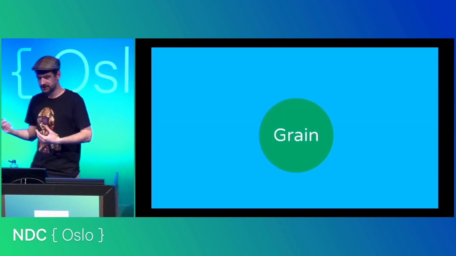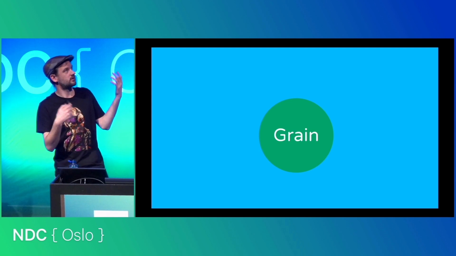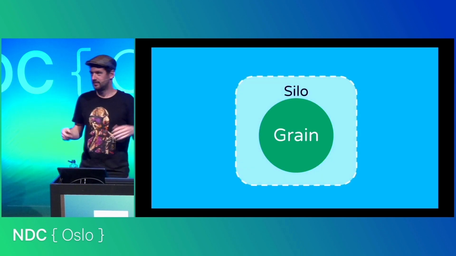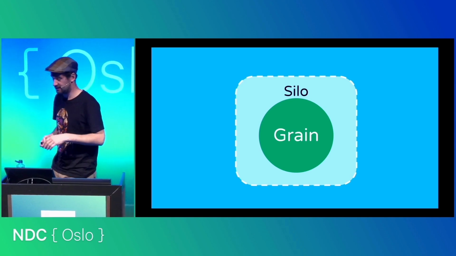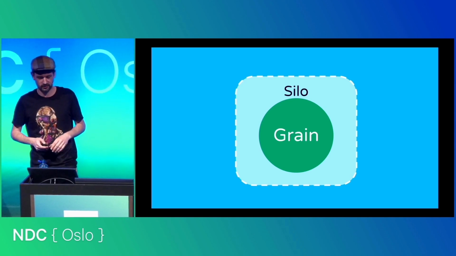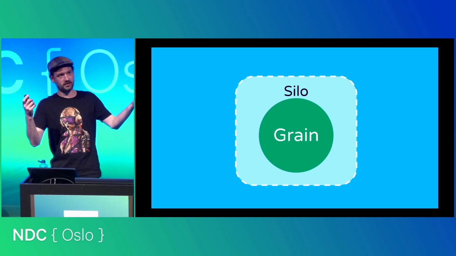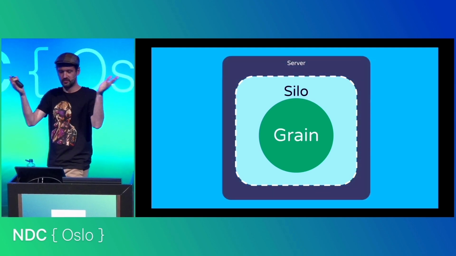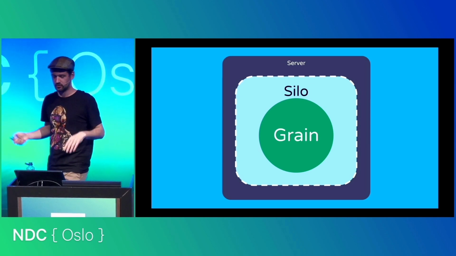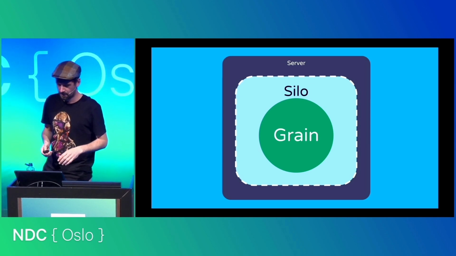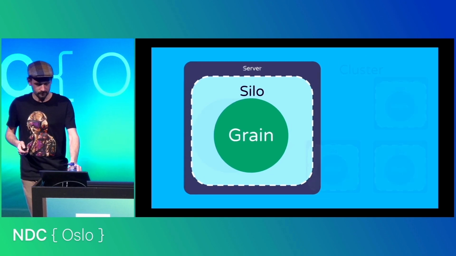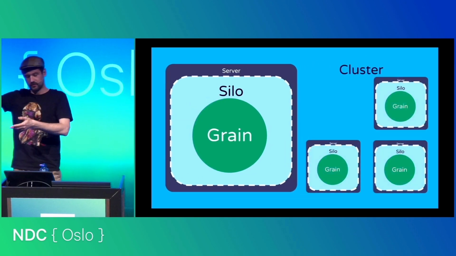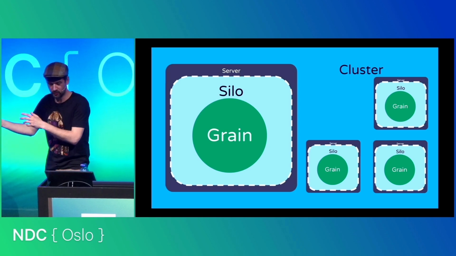So these green grains, because they're called grains, they live in a silo. Naming makes things difficult. I think it makes it more difficult, but they live in a silo, and that is run or hosted by a server, which is just ASP.NET Core or .NET. So what we can do, we basically can create a cluster of those silos with multiple grains in it.